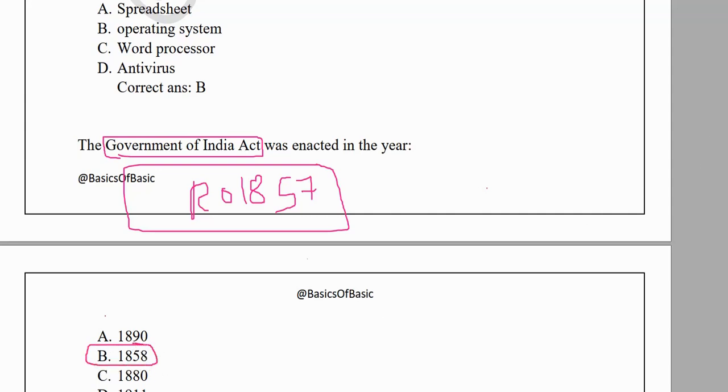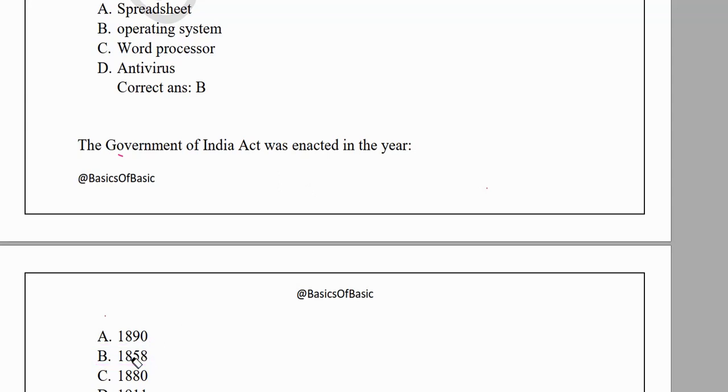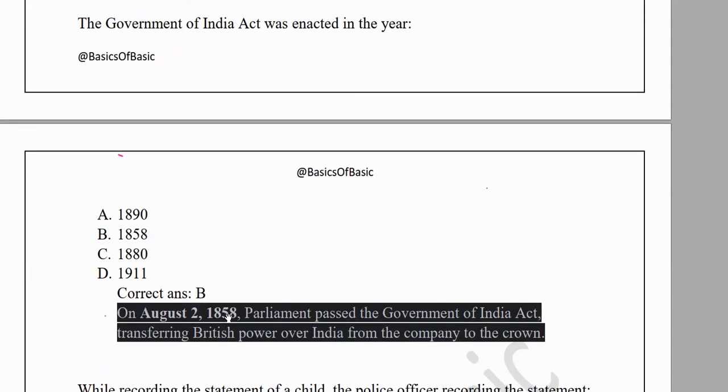So you can remember it in this way. If you remember the chronology, you can remember the important history that was made. Okay, the answer is 1858.